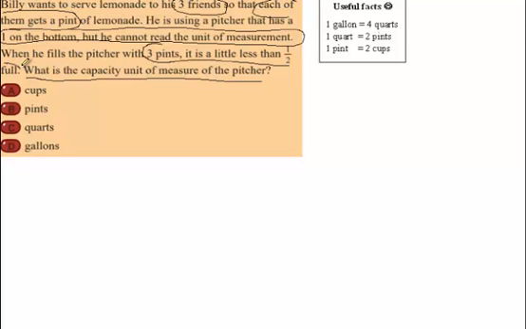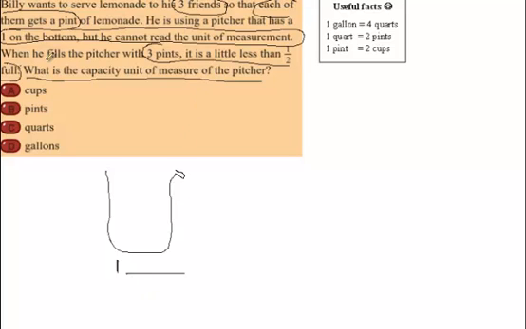Alright, this problem's complicated, y'all. And when I get complicated problems, I reread them and I try to visualize them. So that definitely means I'm going to draw and you guys are going to think it's ugly. So look, Billy has a pitcher that has a 1 on the bottom. All right, so here's my pitcher. Here's the spout where I can pour from. It has a 1 and then something. And it's either going to be cups, pints, quarts, or gallons.